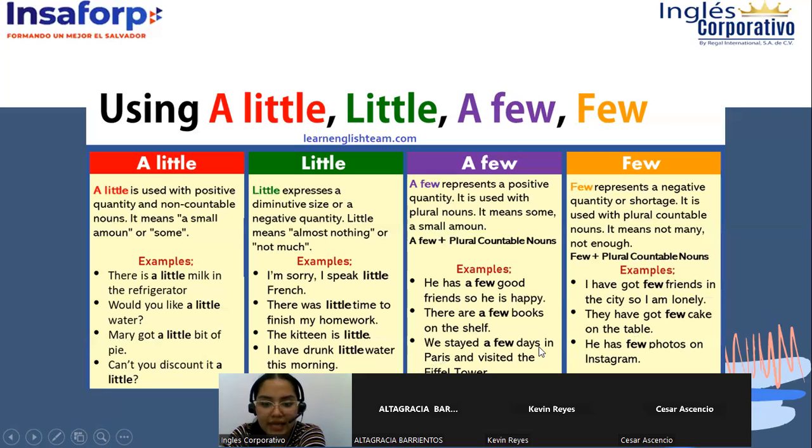We stayed a few days in Paris and visited the Eiffel Tower, okay? Estuvimos algunos días o pocos días en la ciudad y visitamos la Torre Eiffel. Eso es algo bueno, right? A few days. ¿Podemos contar los días? Yes, we do. Podemos contar. We can count them. And then we have, he has few photos on Instagram. Okay, él tiene pocas fotos en su Instagram. Okay, no suficientes significa pocos.